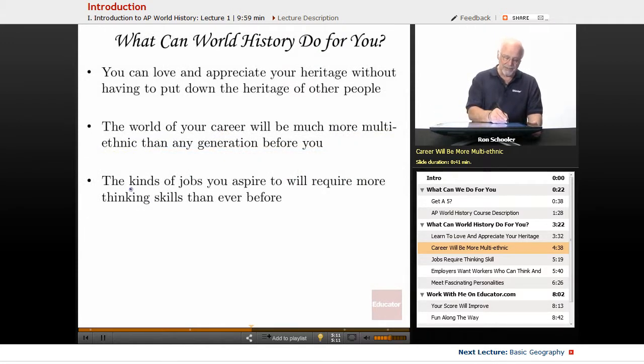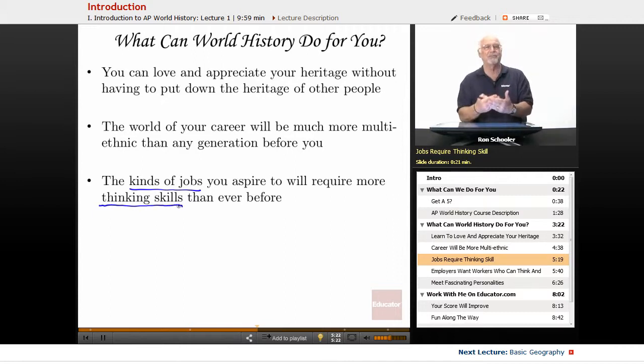And the kinds of jobs, what kind of jobs are out there? The jobs that pay well are more and more requiring thinking skills, that you be your own person, and that you're not just a rubber stamp of somebody else, and that you can work through a problem and solve it because you have those skills, the skills that you can learn in this course.